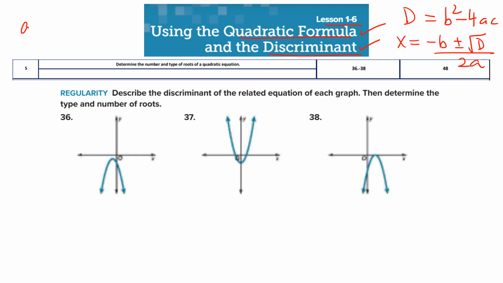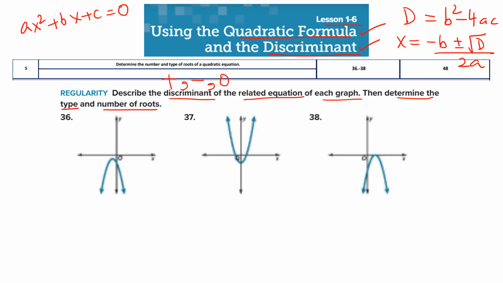Now here, if ax square plus bx plus c equal to 0 is the quadratic equation, then you can find the discriminant and use the quadratic formula. Now what if the equation is not given? You are only given the graph. So in this question, you are given the graphs. Three graphs are given. So look at the graph and describe the discriminant. There can be discriminant positive, negative, or 0 from the related equation of each graph, then determine the type and number of roots. So look at this graph.